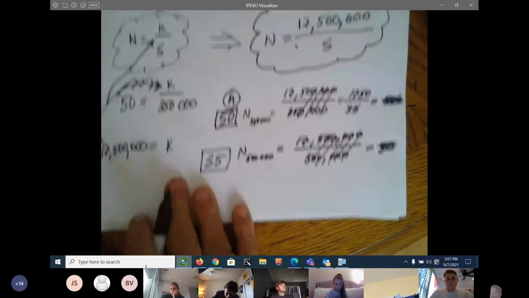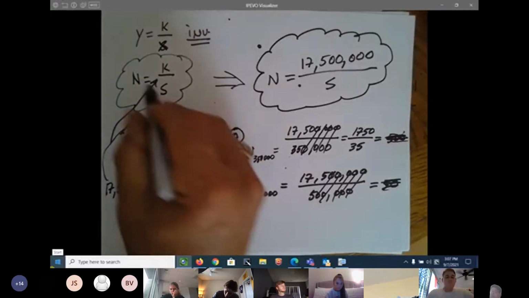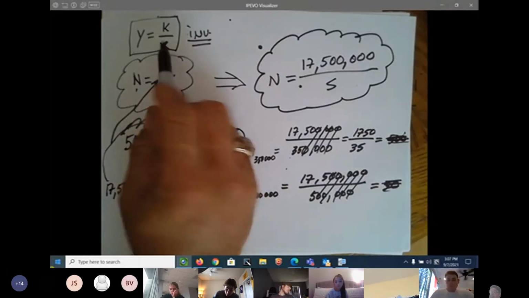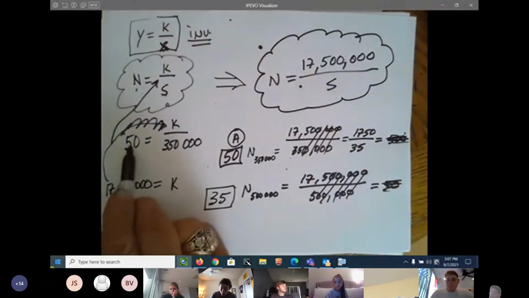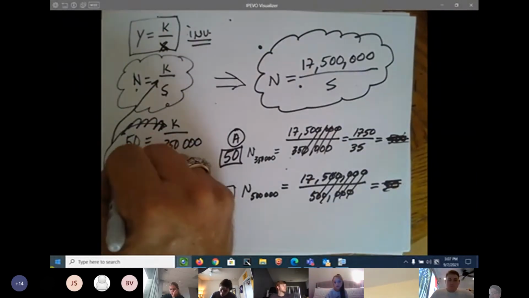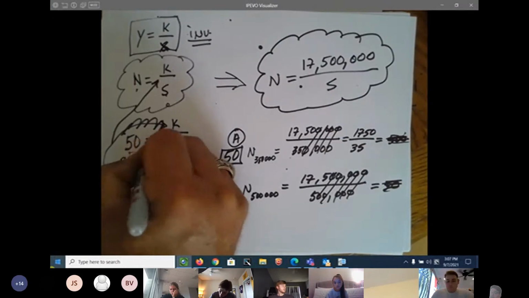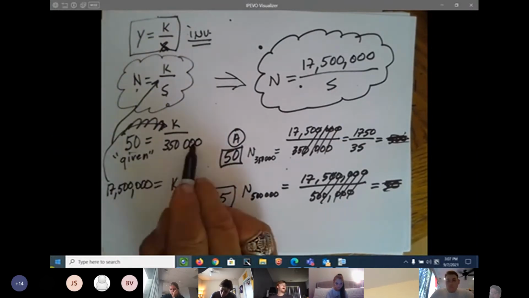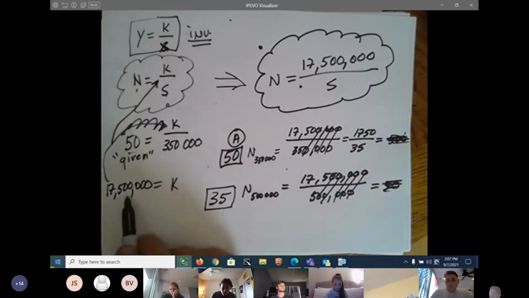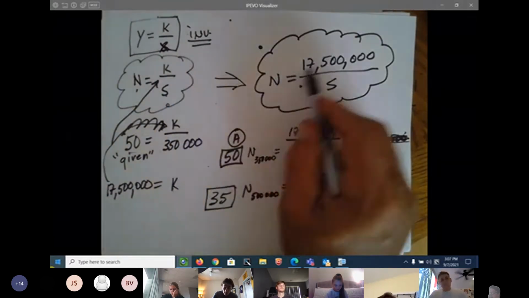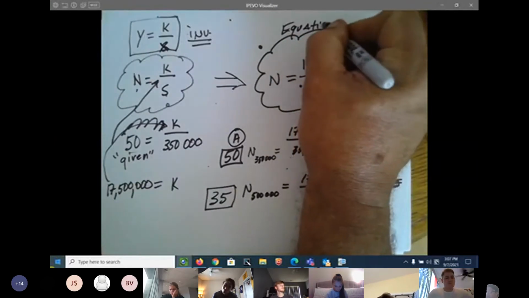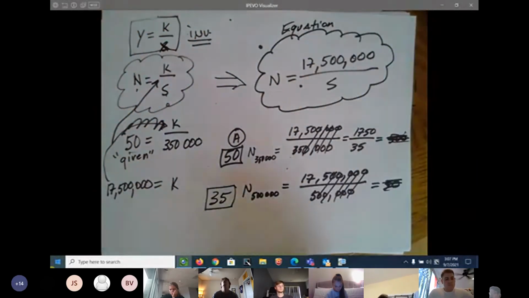So the first thing you do is set up the inverse. N goes where Y is and S goes, and then you plug in what they give you. This is given. 50 states have 350,000. And then you find K and plug it back in, and here is your equation. And now you do B.